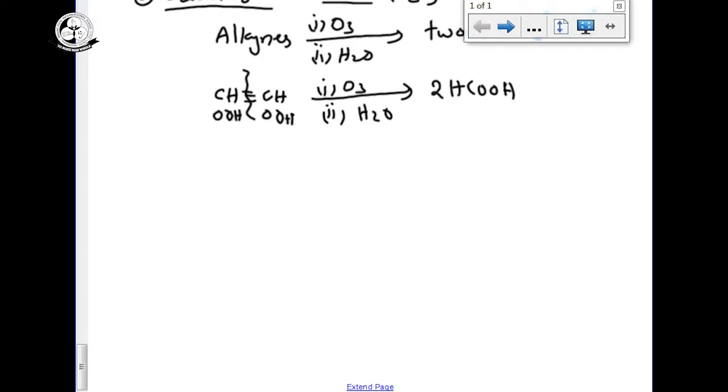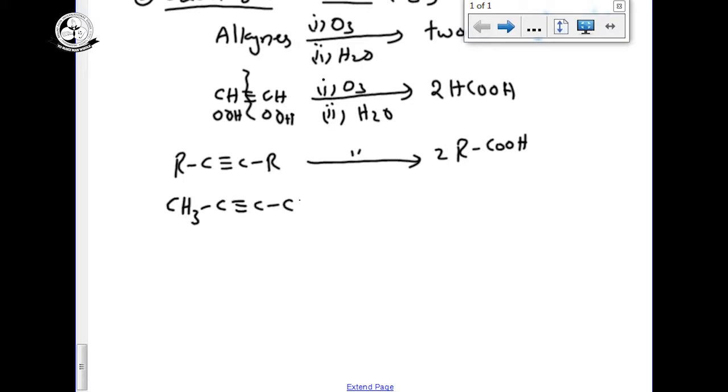Suppose I take another symmetrical alkyne R, C triple bond C, R. With the same reagent we get 2 moles of RCOOH. For CH3, C triple bond C, CH3, ozonolysis followed by hydrolysis gives 2 moles of acetic acid. Just break the multiple bonds. Generally for a double bond we write one oxygen on each side, but followed by hydrolysis you can add one more OH on each, and then we get the acid directly.